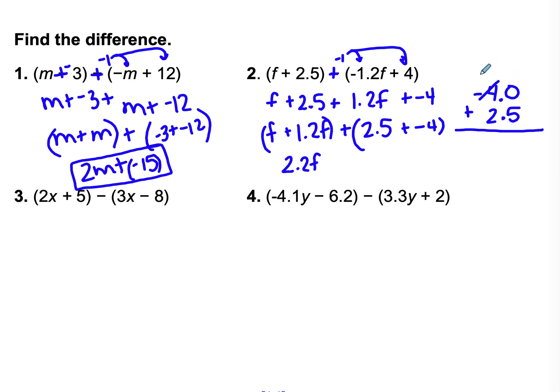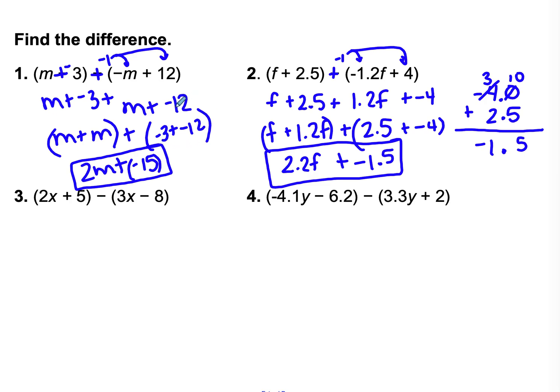I'm going to have to borrow. This becomes a 3. This becomes a 10. 10 minus 5 is 5. 3 minus 2 is 1. More negatives. Answer's negative 2 and 2/10 f plus negative 1.5. Your work should be very, very similar to this. I should be able to look at it and see exactly your process.